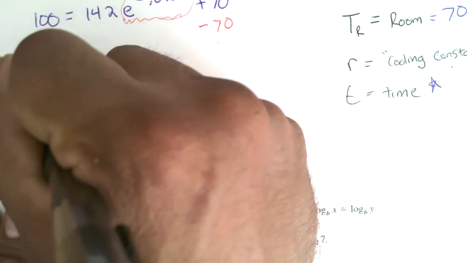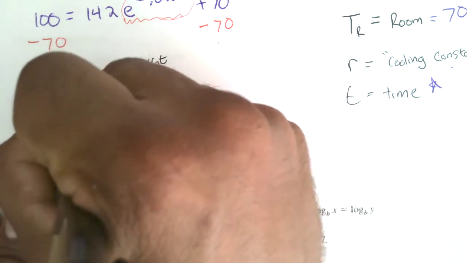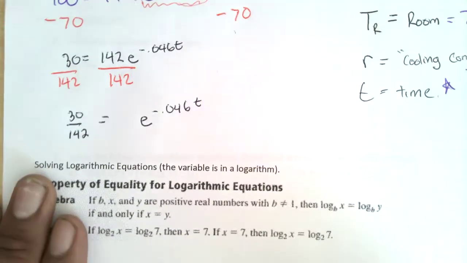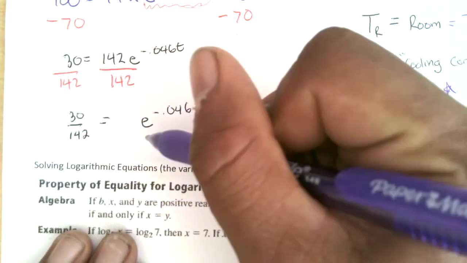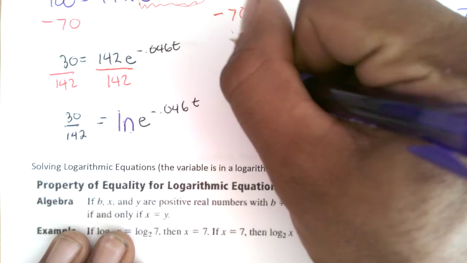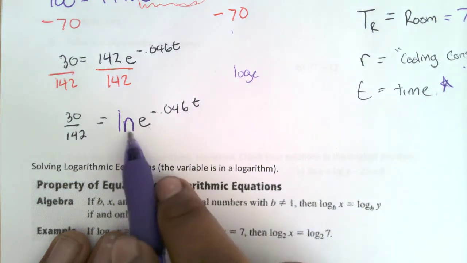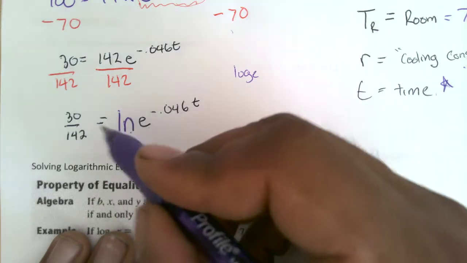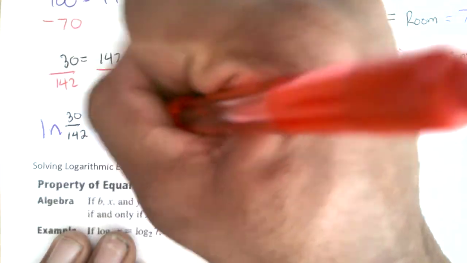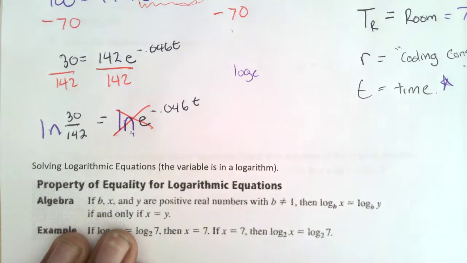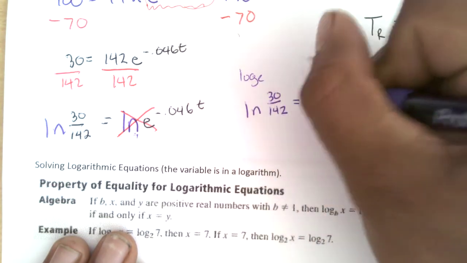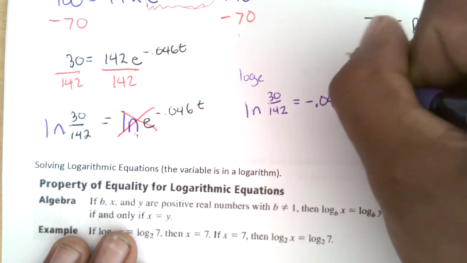And at this point, I'm actually not even going to simplify this fraction. We'll leave it like this. We actually have an operation that will get, and there's two ways you can look at this. I like this personal one. This is one of the best. If I wanted to cancel this e out, if I did ln, the natural log, which if you recall, hopefully you recall, is log base e, ln and e will invert each other. They'll cancel out, but I can't just do it to one side. I'm going to do it to both sides. And on this side, it will cancel out. They will invert each other. And so what we end up with is ln of 30 over 142 equals negative 0.046 t.